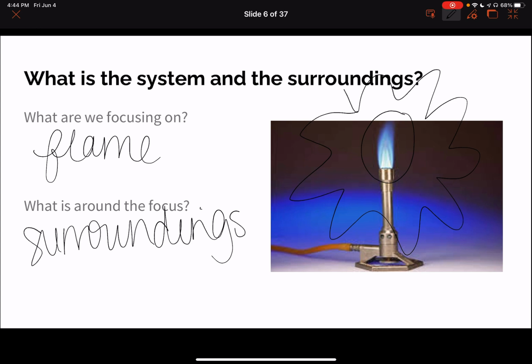So that takes us as a brief introduction between thermochemistry and system and surroundings.